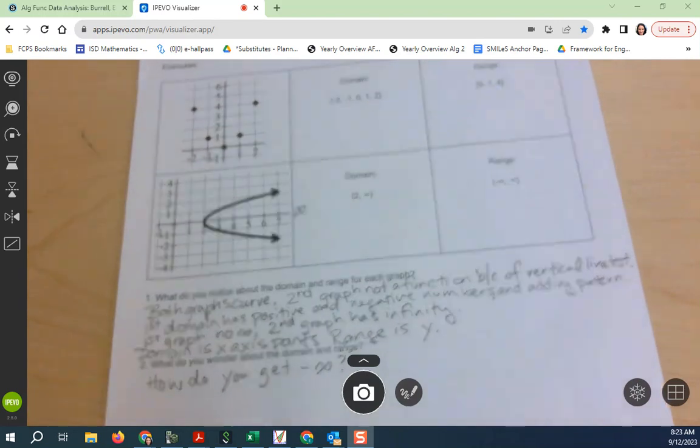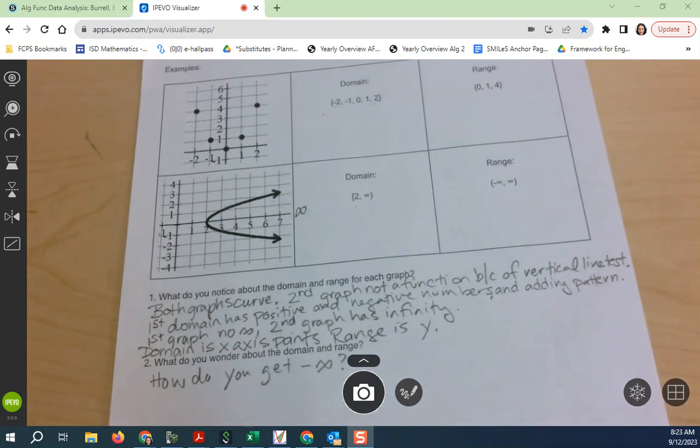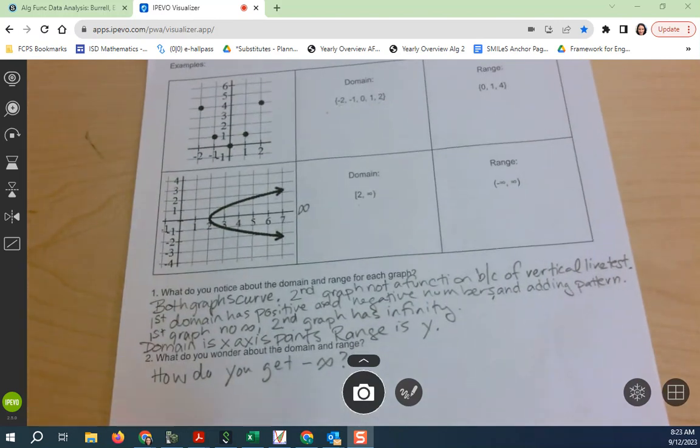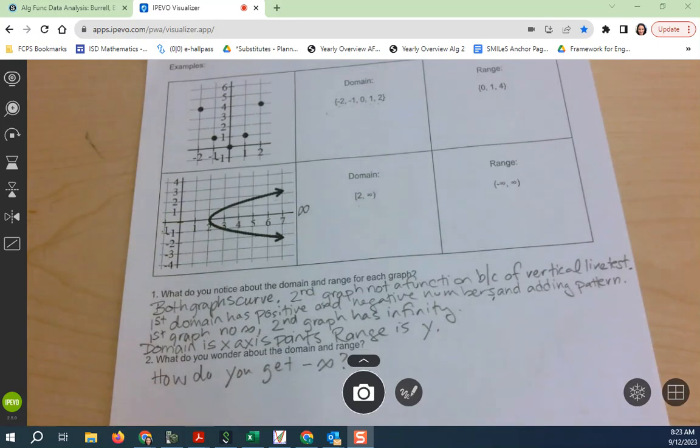All right. And then Jaden asked an interesting question, and Luis had the same question. Where's that negative infinity come from? Right? Because we're going all the way to the right. That's positive infinity. Raise your hand if you have an idea about where that negative infinity comes from. I see one hand. I see two hands.